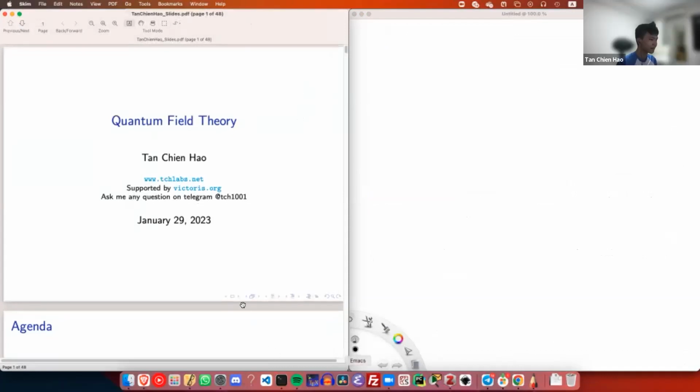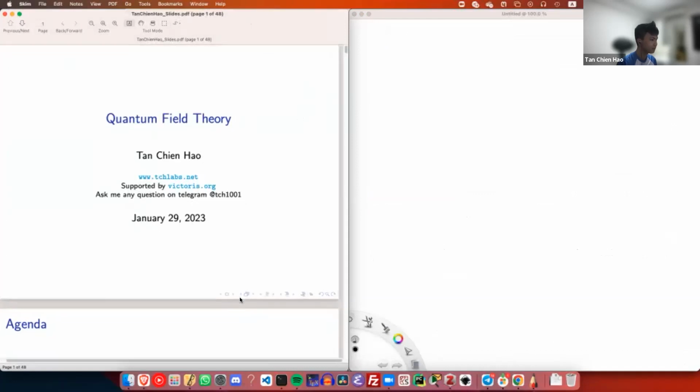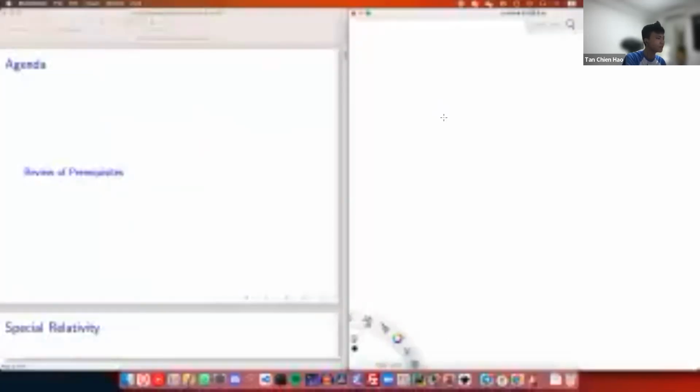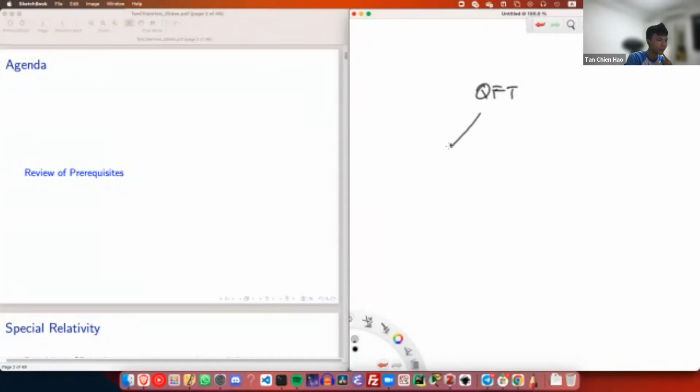Okay, so for prerequisites, let me just give you an overview of what I think about quantum field theory, QFT. For at least the introductory quantum field theory, there are two main paths that most textbooks or lecturers will go by. One is the canonical quantization method, and one is the path integral quantization.